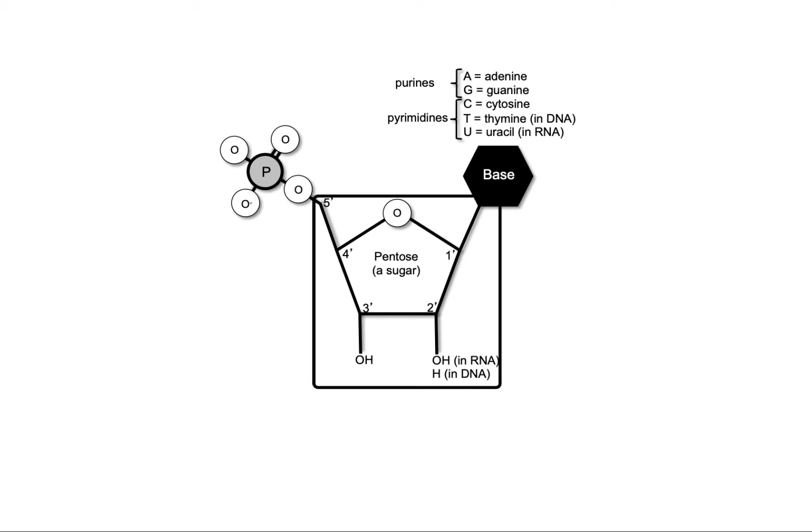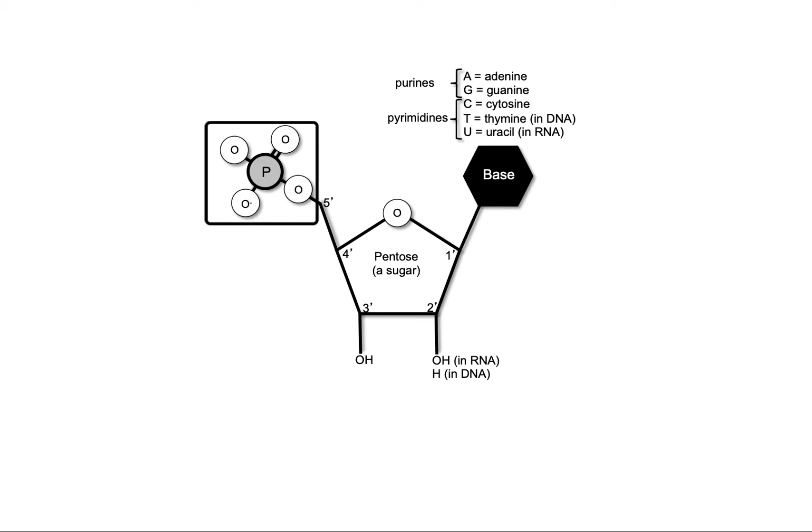Here's a pentose sugar. It's marked as 1', 2', 3', 4', and 5' carbons, and those become important in some of the other notations later. And then a phosphate group linked together in an ester bond here between the 5' carbon and the phosphate. And one other difference between RNA and DNA is that RNA has a hydroxyl in the 2' position, and DNA has simply a hydrogen in that same position.